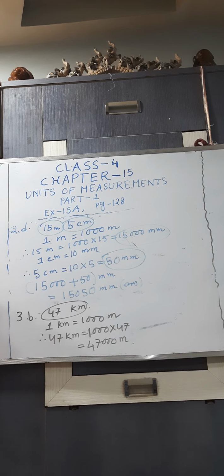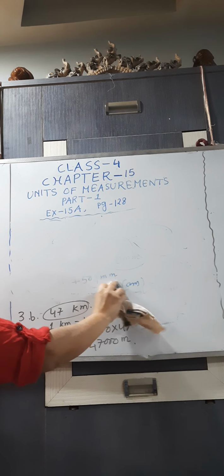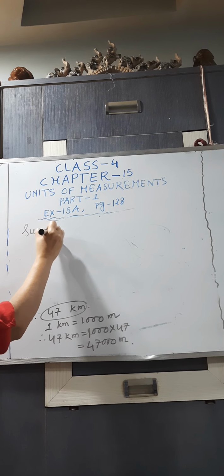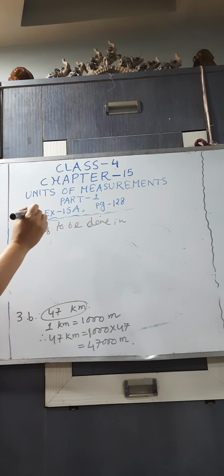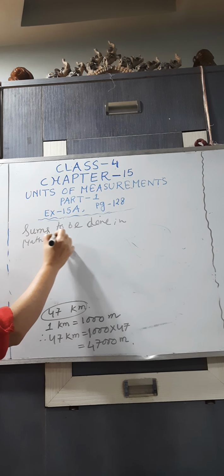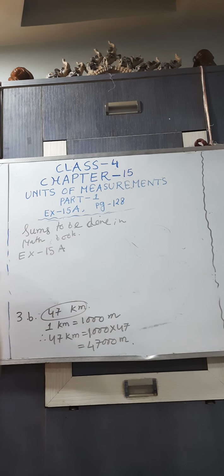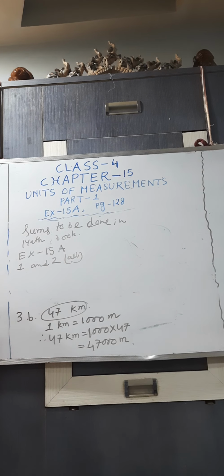Now, students, remember the chart very carefully. Follow the class and do your work. Now, sums to be done in maths book, exercise 15A. 1 and 2, all. Clear? Then 3, A and B.